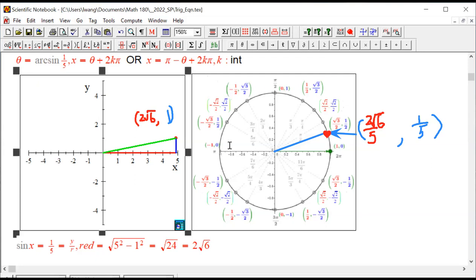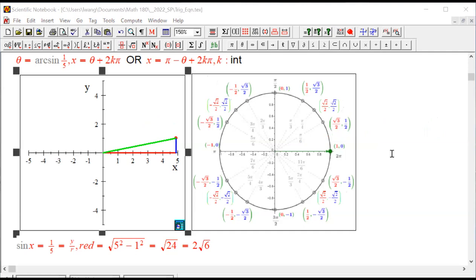I cannot apply the software to this picture here, but you can see that's the red, the blue, and here the red, the blue on the unit circle, right? But anyway, I hope that helps you to review. So now we represent this theta. This angle is theta. So that's theta, arc sine 1/5.